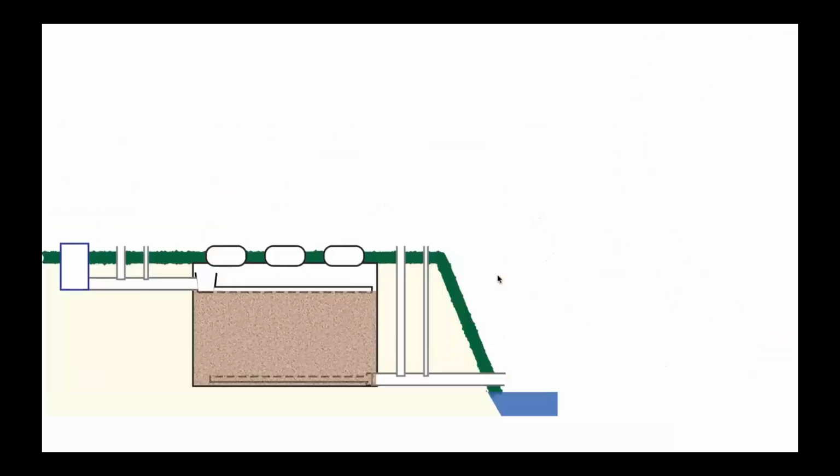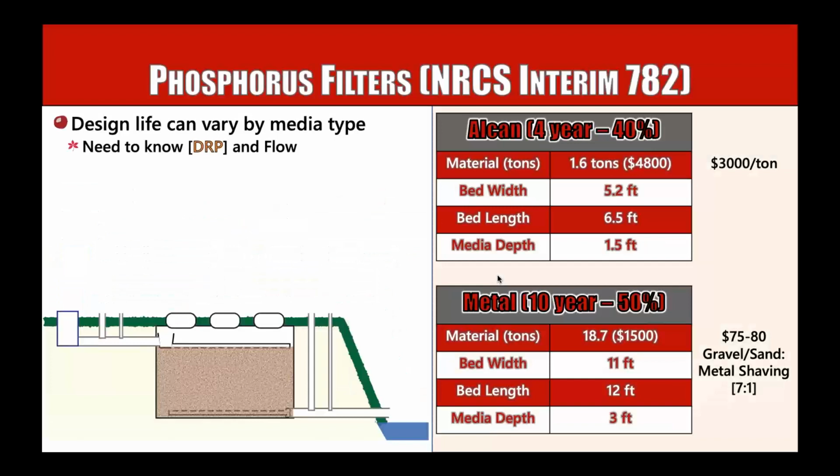Most of what you see there are access ports so that we can monitor the water coming in and coming out of the system. Those manholes on the top allow us to get access to the media if we want. So if we need to, we could actually use a vac truck to remove the media. But they also let us monitor it and see if it's clogged and things like that.